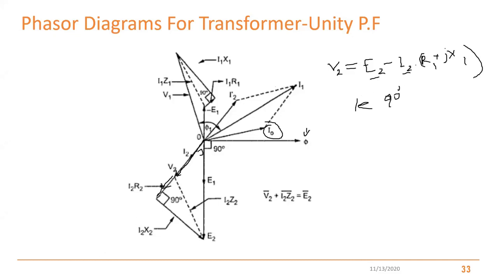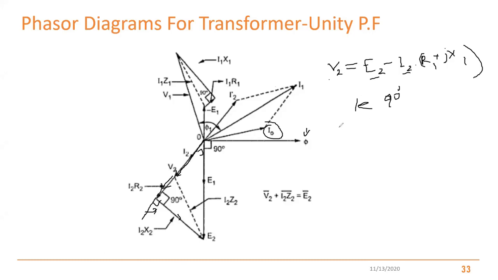Therefore, since this is in a positive direction, this is 90, so it should be in this direction. Okay, I2 X2 should be in this direction. The addition of V2, I2 R2 and jI2 X2 should give the E2. Okay, so the E2 phasor is known as here, so you can easily find it like this.